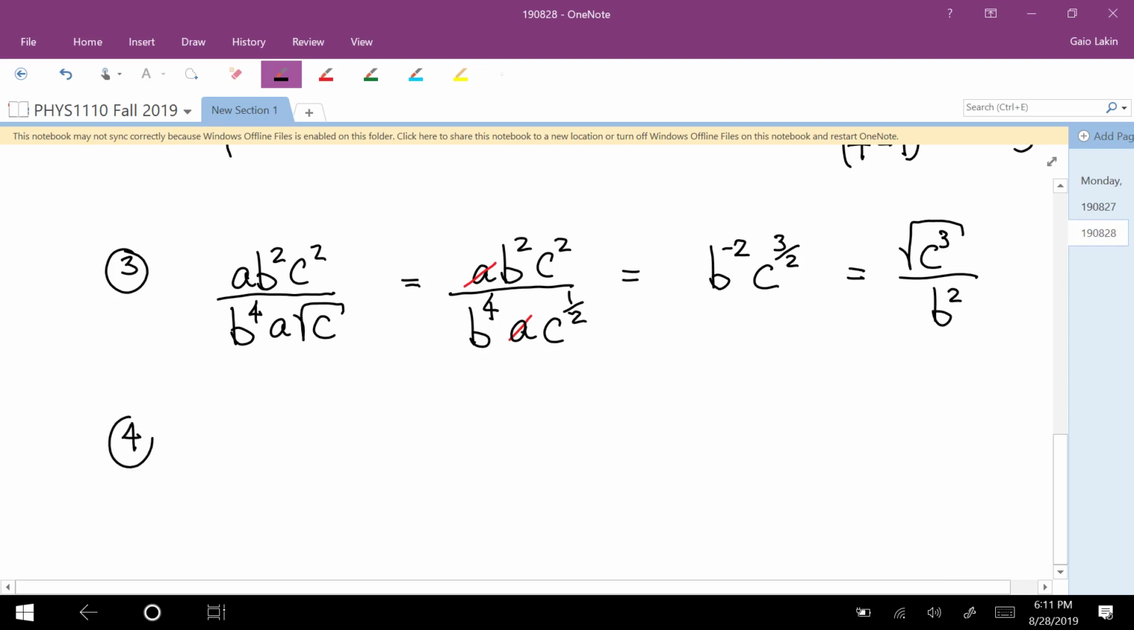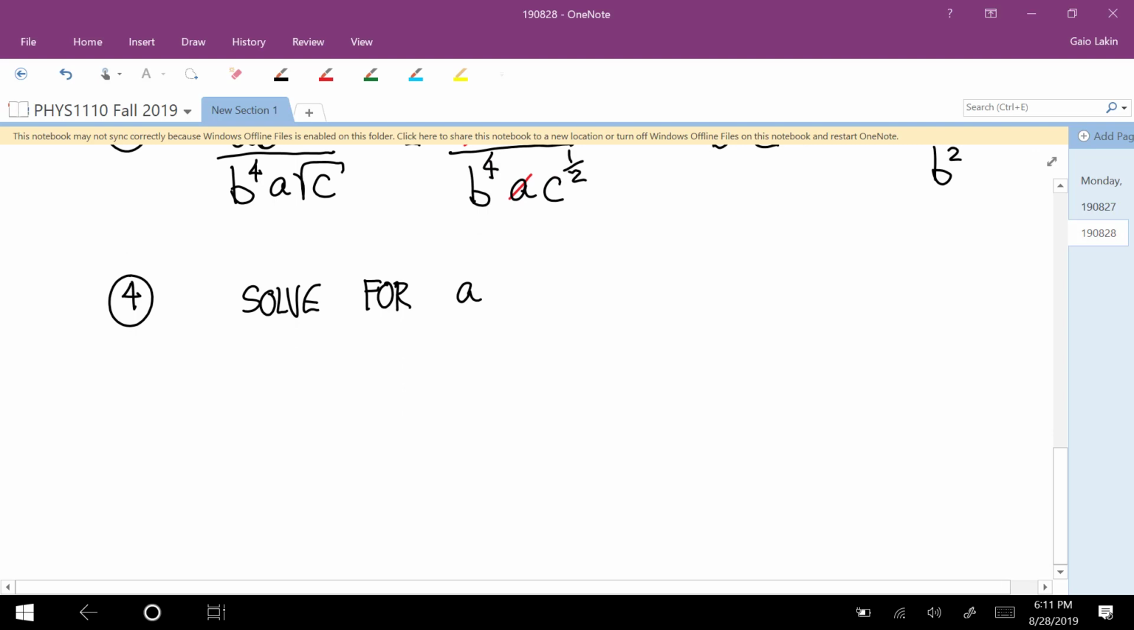Number 4. So we have this expression. We want to solve it for a. And the expression I gave was a squared times b times c is equal to 4c plus b squared times c squared.